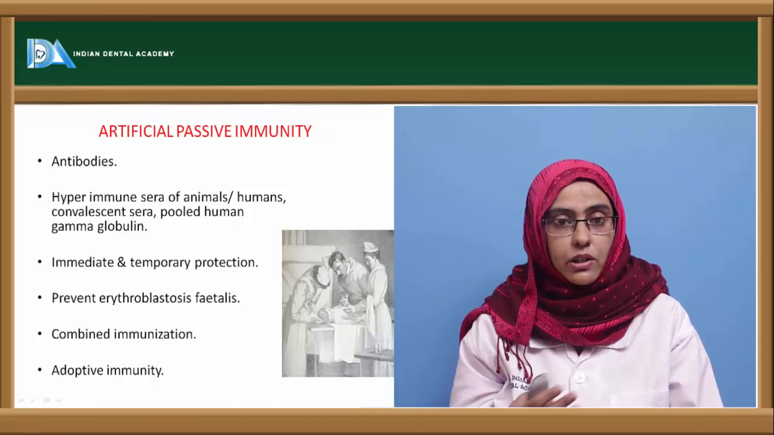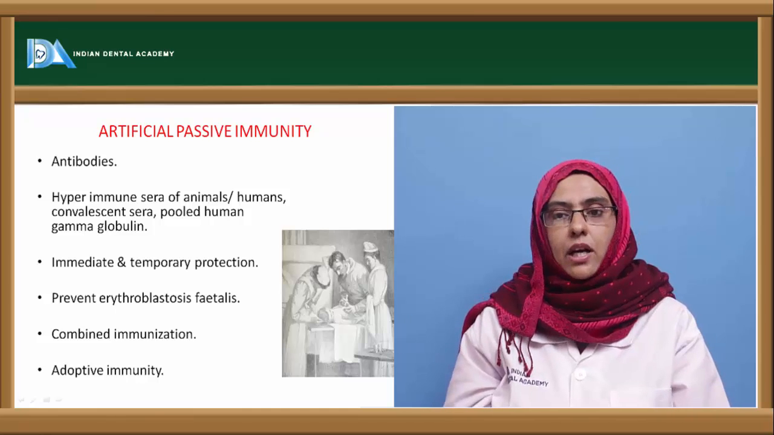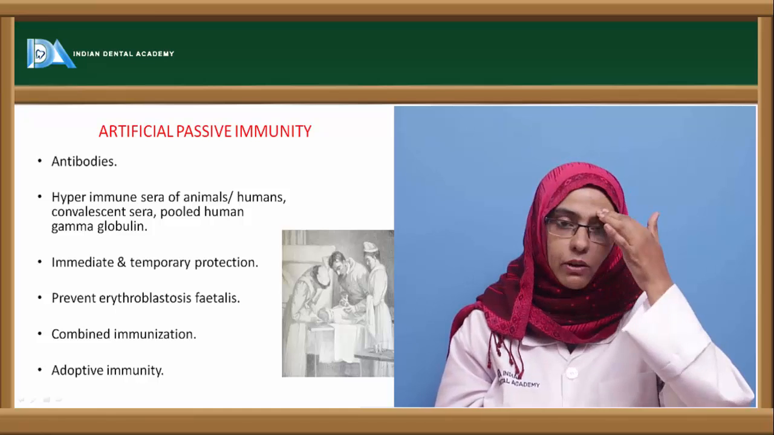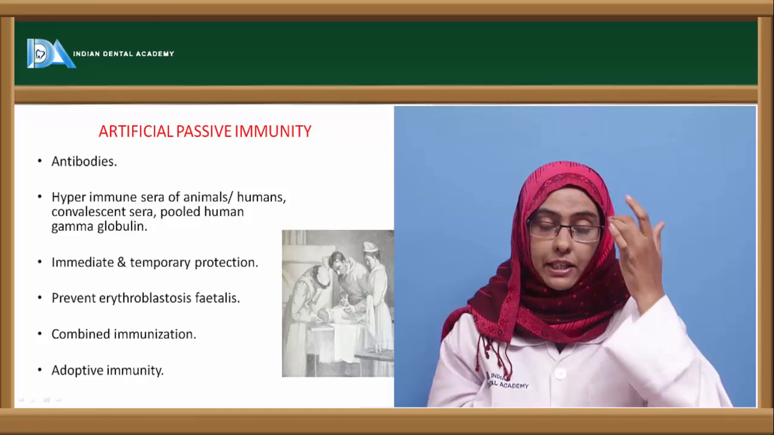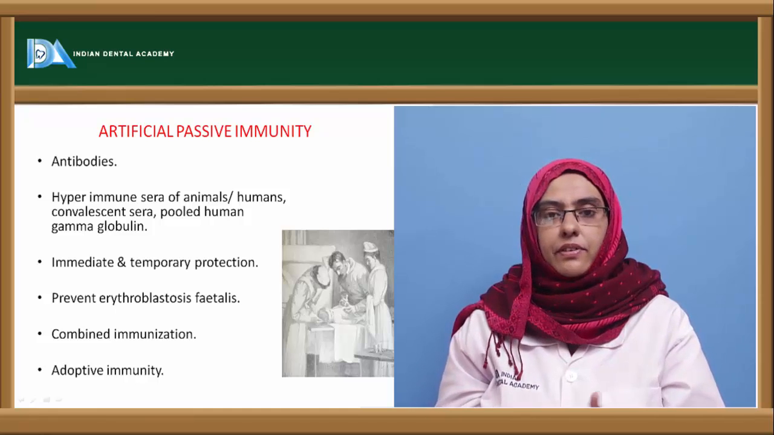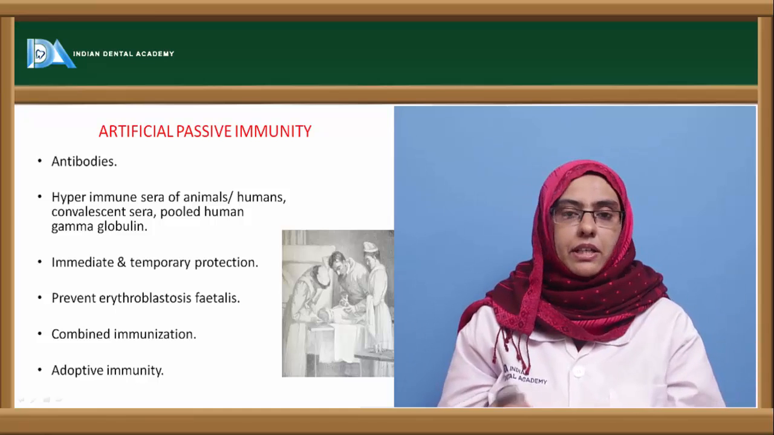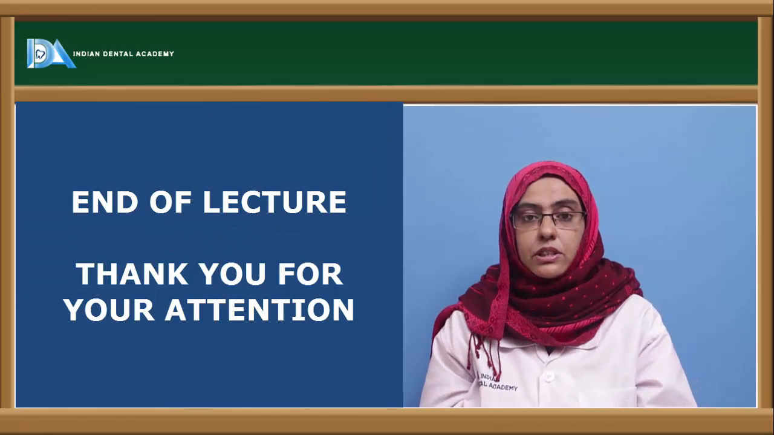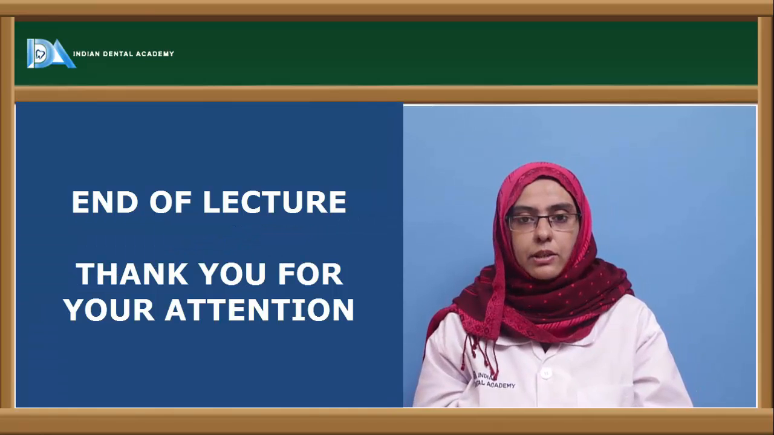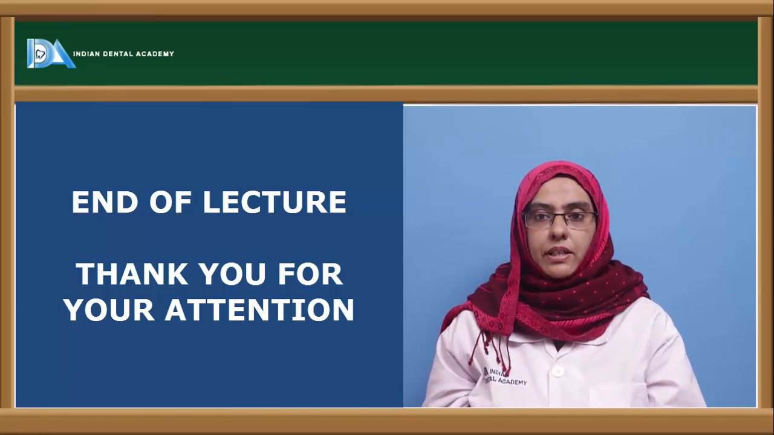And we also have a combined immunization with active and passive immunity, called adaptive immunity. Work is being carried out in this area to prevent a person from different infections, by activating both the natural immunity, that is the active immunity, as well as the passive immunity. So this is all about the immunity of a particular person who protects himself from different types of diseases.